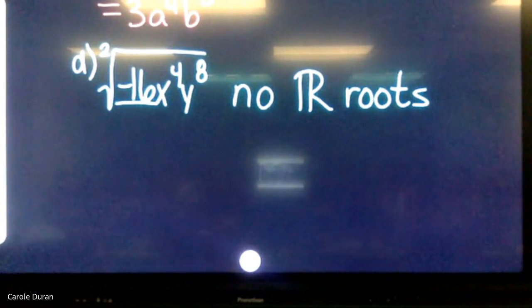Okay, so we can't take the square root or the 4th root or the 6th root of a negative number.